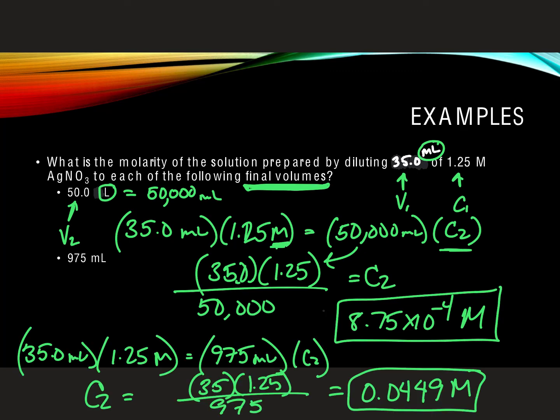All right, here's the setup for the second one. This one saves the step of conversion. I'm already in milliliters. So I have my initial volume times my initial concentration equal to the new volume times the new concentration. Solve for the new concentration and you should end up with 0.0449 molar.